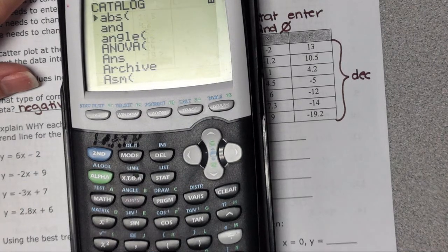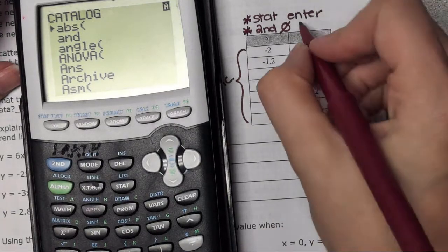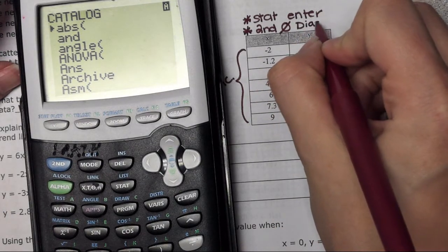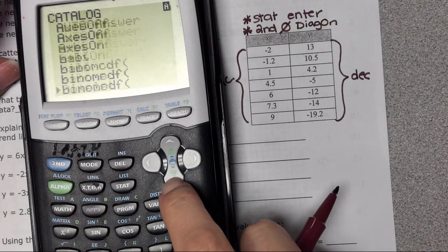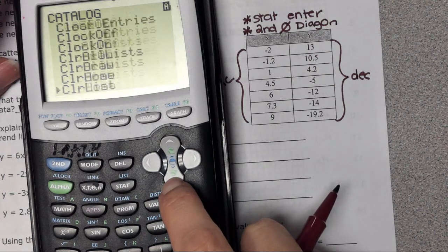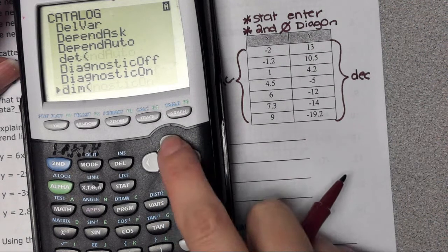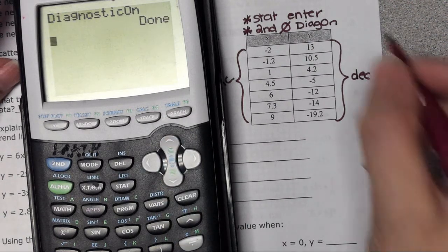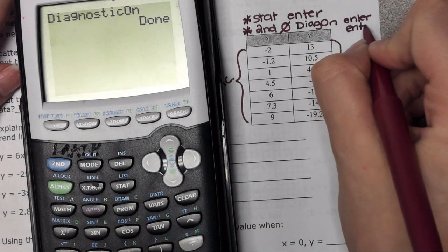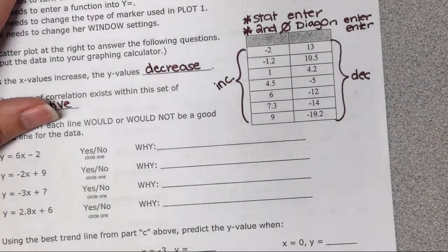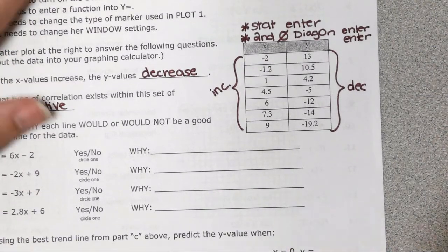So to make sure your R values are on, you click second 0, second 0, and I'm going to scroll down till I see diagnostics on. And I click enter, enter. Once they're on, now I can find my actual equation.